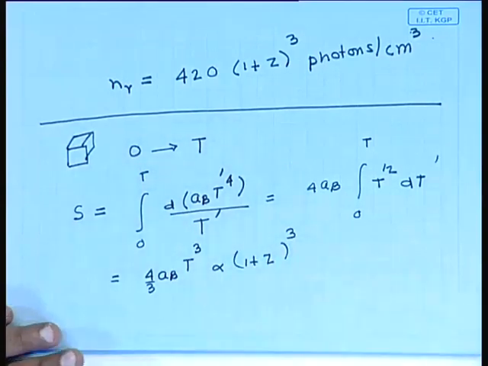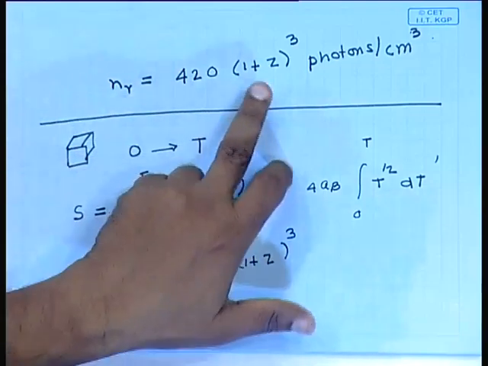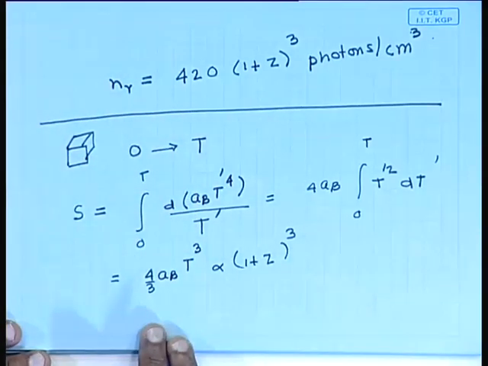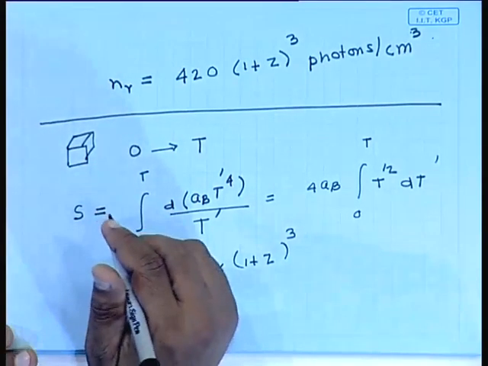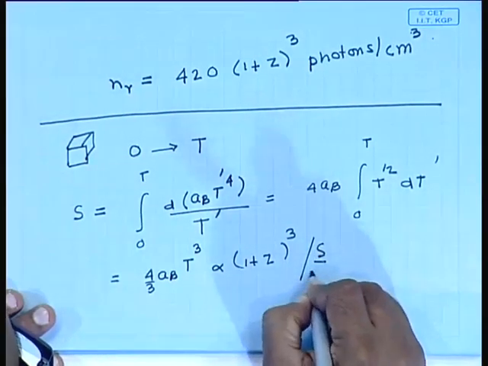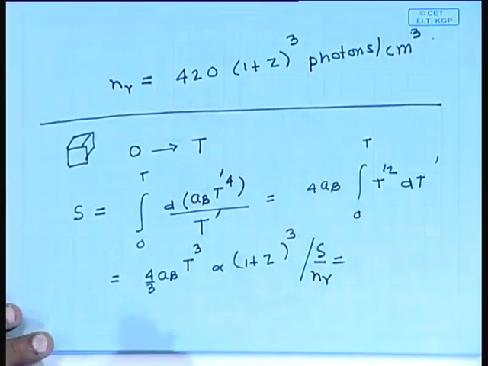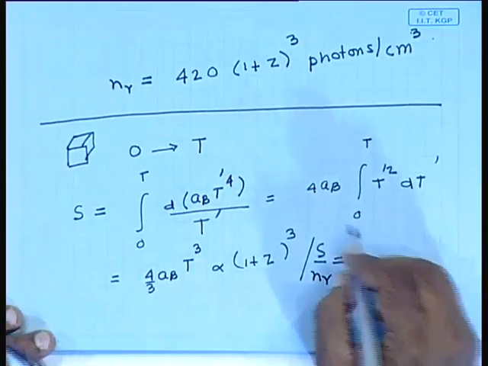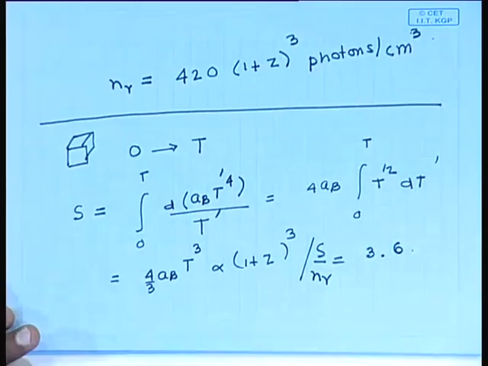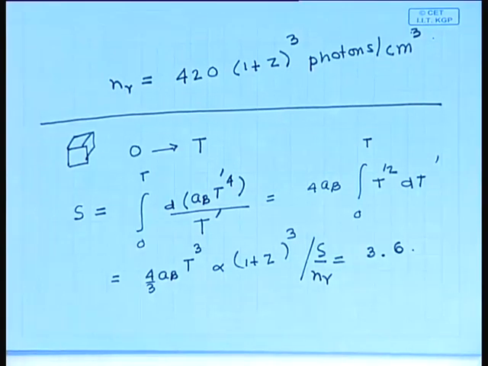So, the entropy scales as T cube, which is proportional to 1 plus z cube, the entropy per unit volume, right. The number density of photons also scales as 1 plus z cube. So, you can calculate the ratio of the entropy per unit volume to the number density of photons, S by n gamma, and this ratio is independent of redshift z, and this ratio comes out to be 3.6. Okay, so it is of order unity. The entropy per photon is of order unity.